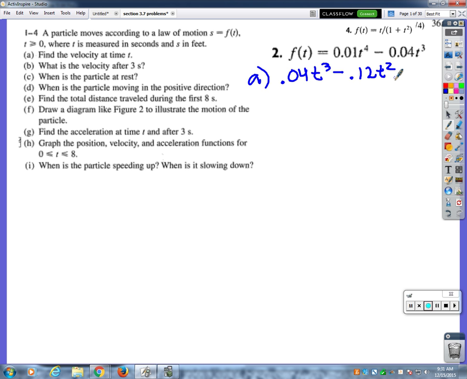Velocity is the derivative of position. Okay, so we just took the derivative. Okay. So then what is the velocity after 3 seconds?